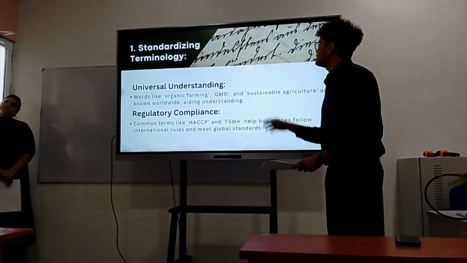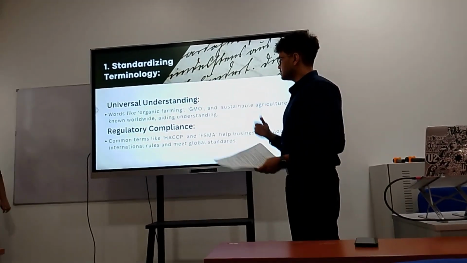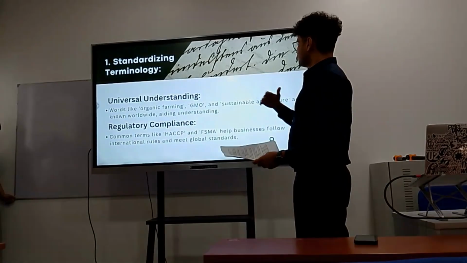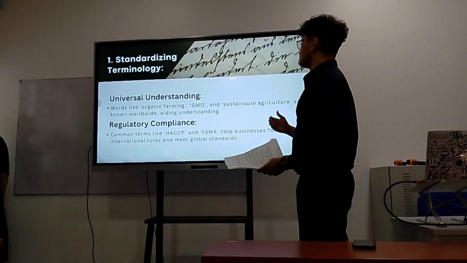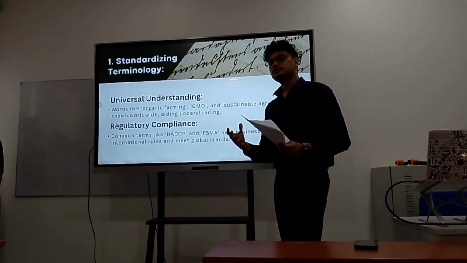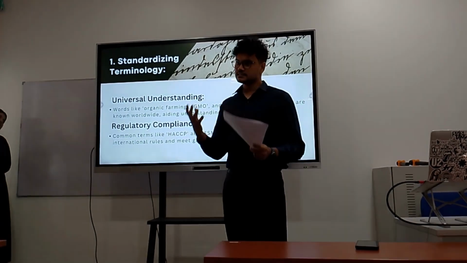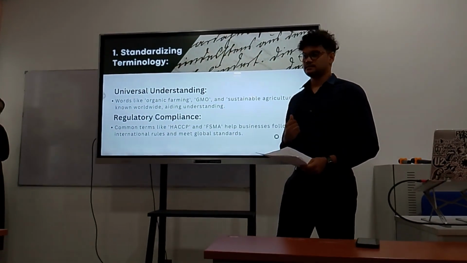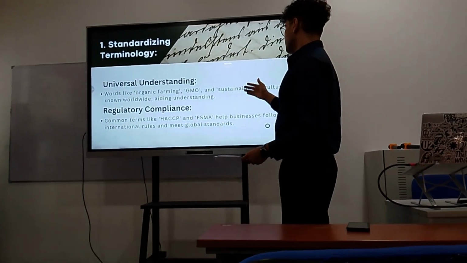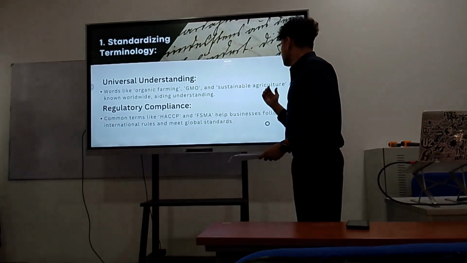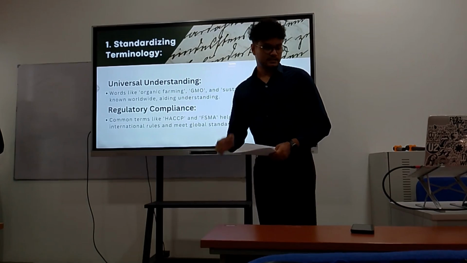My first point is standardizing terminology. Universal understanding. Words like organic farming, GMO, and sustainable agriculture are known worldwide. And it helps professionals, most of the time, to understand each other without any hassle. And regulatory compliance. Common terms like HACCP and FSMA help businesses to follow international rules and meet global standards.